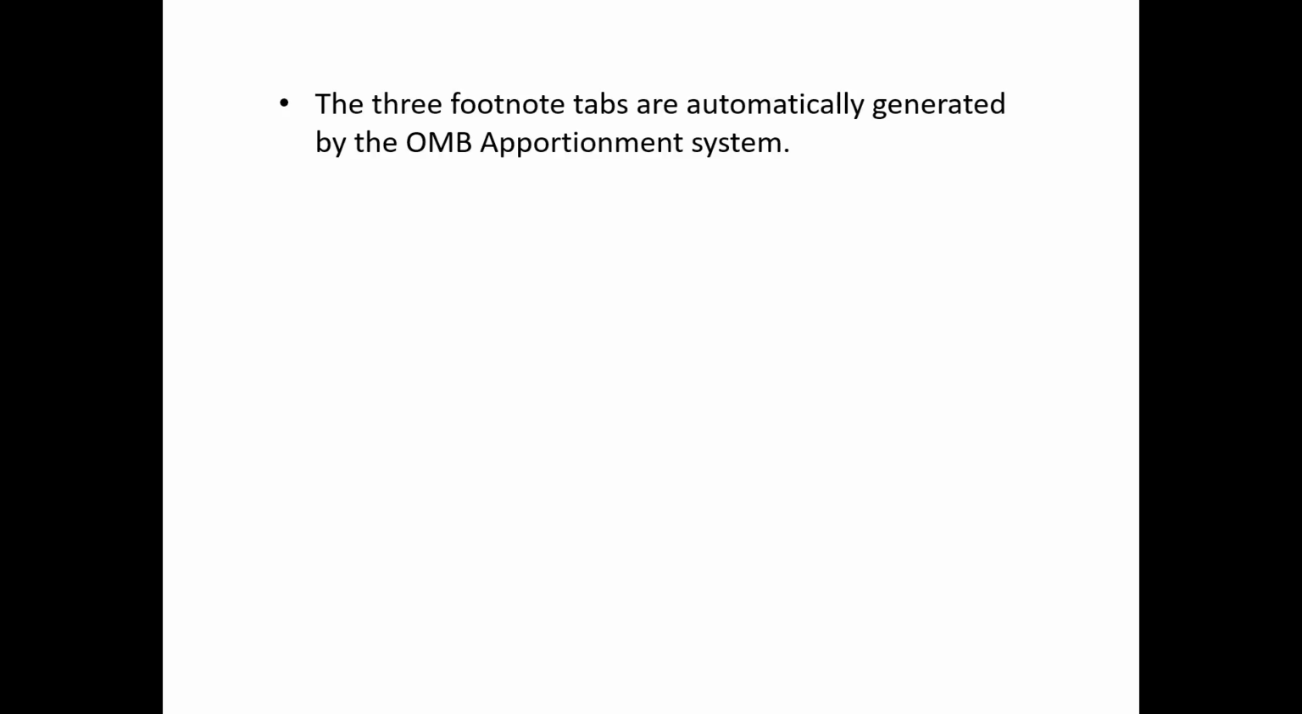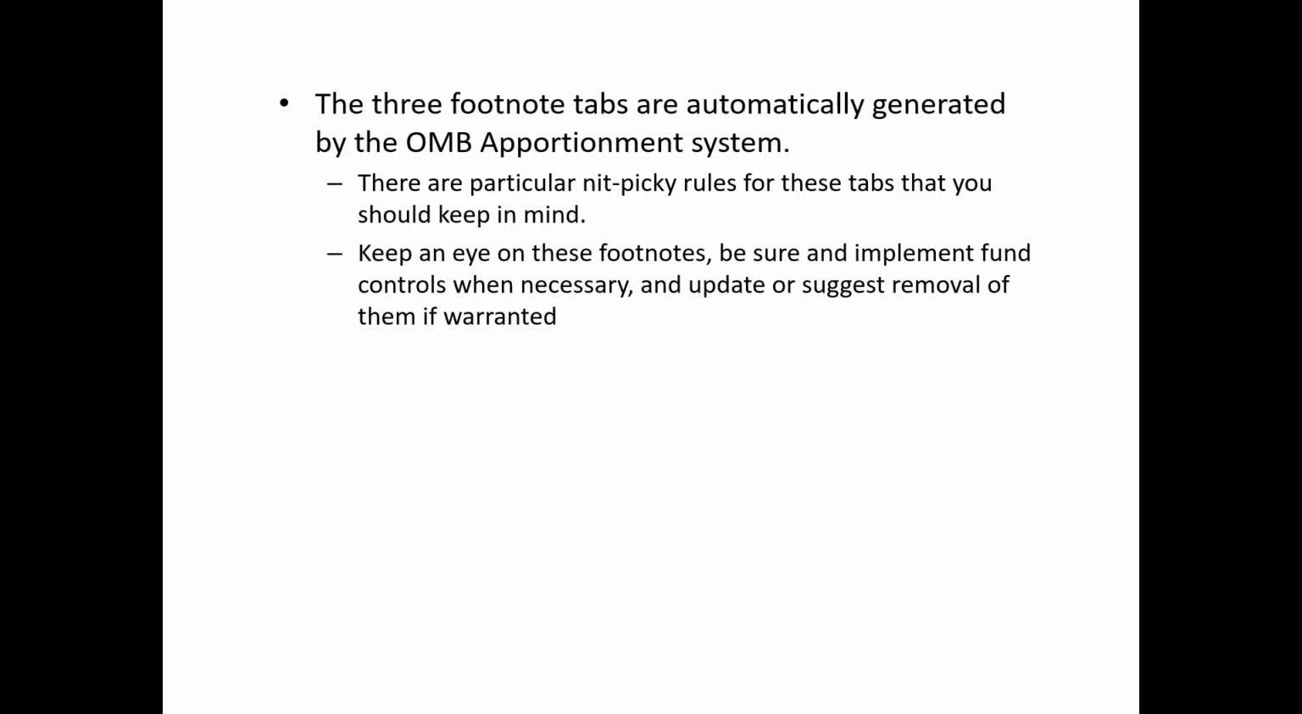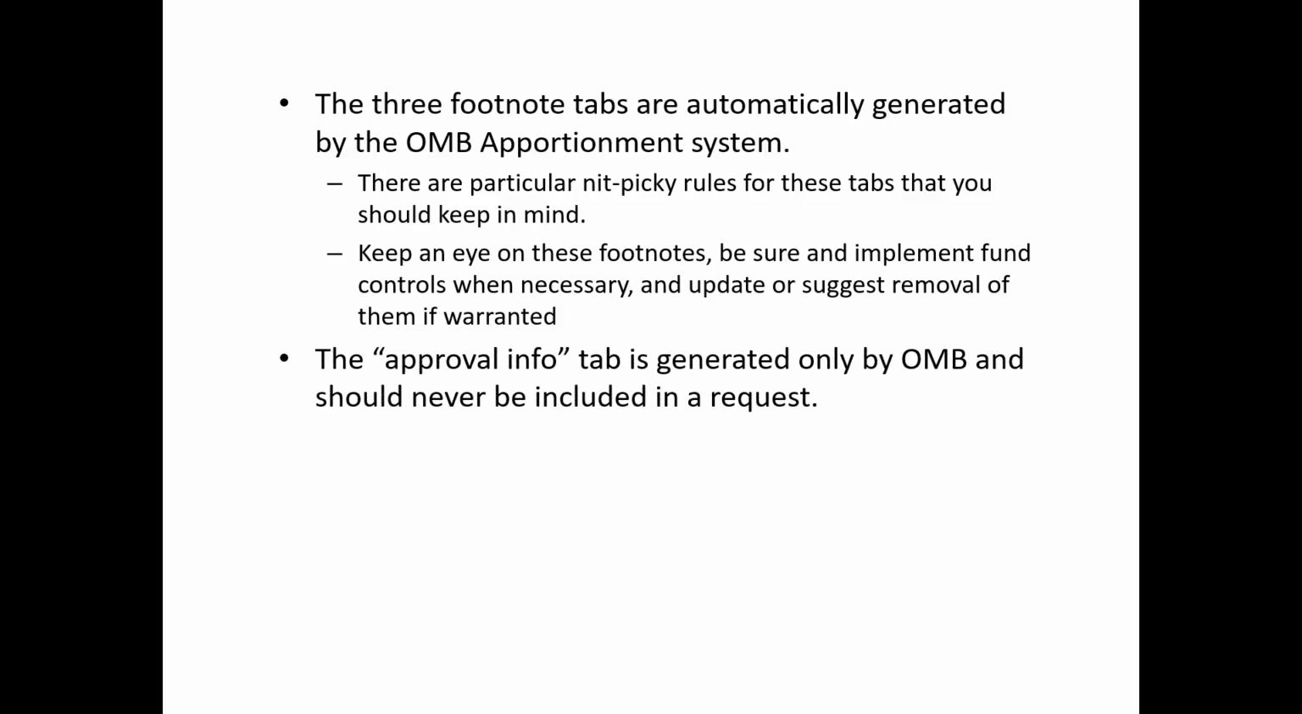Here are some things to keep in mind about the rest of the apportionment. The 3 footnote tabs are automatically generated by the OMB apportionment system. There are particularly nitpicky rules for these tabs that you should keep in mind. Keep an eye on these footnotes. Be sure and implement fund controls when necessary, and update or suggest removal of them if warranted. The Approval Info tab is generated only by OMB and should never be included in a request.